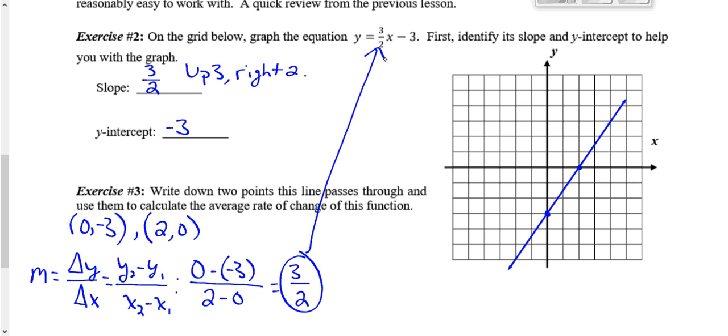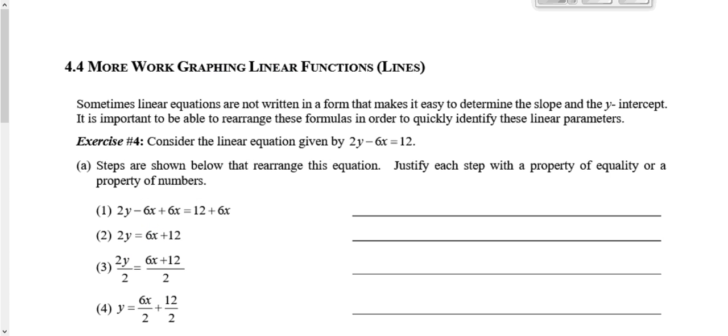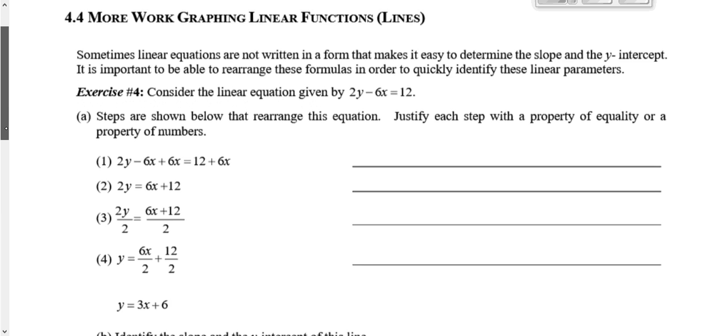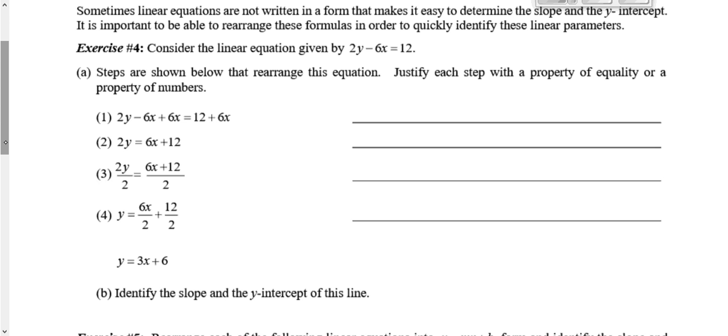Oh, property. Yes, we need to remind ourselves of some properties here. Just hang tight. Okay, now we have a linear equation. You're going to want to see this. 2y minus 6x equals 12. Is that in slope-intercept form?